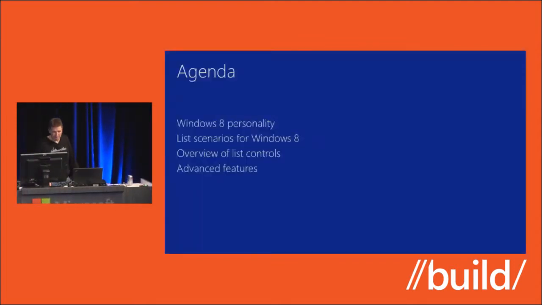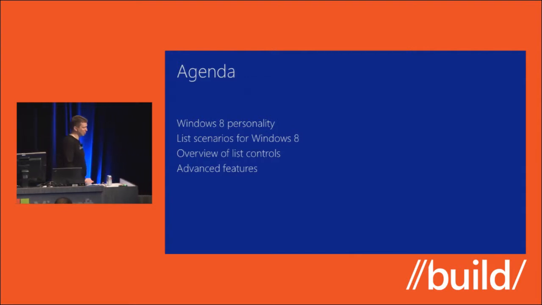Today I'm going to talk about the things I'm going to go over. I'm going to go over the Windows 8 personality only briefly, because you've probably seen that quite a bit this week. I'm going to go over the list scenarios for Windows 8, the ones that we are helping you with. I'm going to go over all the list controls. I'm going to cover the list controls that are in the XAML framework and tell you what we use them for and how they're used. And finally, I'm going to go into some more advanced features, and that should really be entitled code. So I'm going to jump into some code, build up an application, and use it as an example to look through our features.